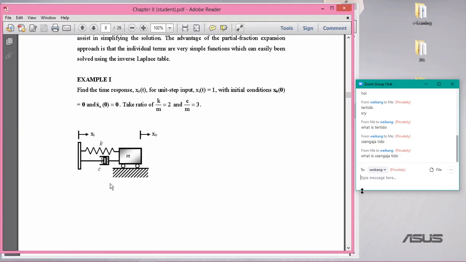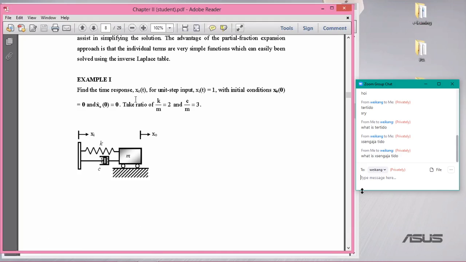Okay, let's solve this problem. Example 1 again. See, the numbering of the examples, you might get confused, but if you pair this note with my handwritten notes, I think there should be no ambiguity.